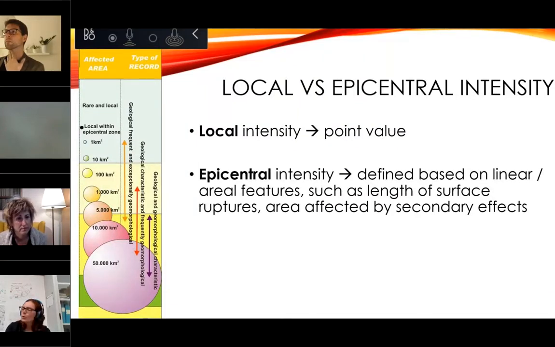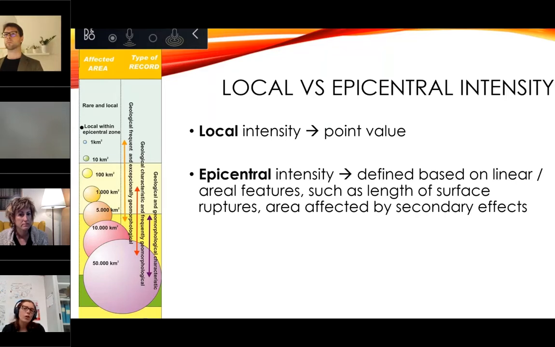Another important point, which in this case is really peculiar to the ESI scale, is the difference between local intensity and epicentral intensity, in the sense that local intensity is what I described a minute ago, the intensity assigned for a locality, a point value, while epicentral intensity is a different kind of beast, because it's not a point, it's a region.